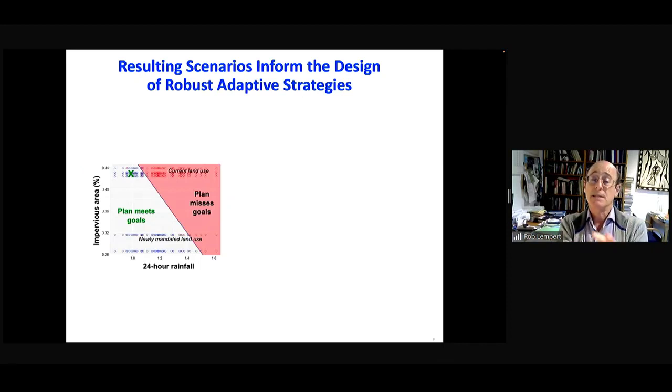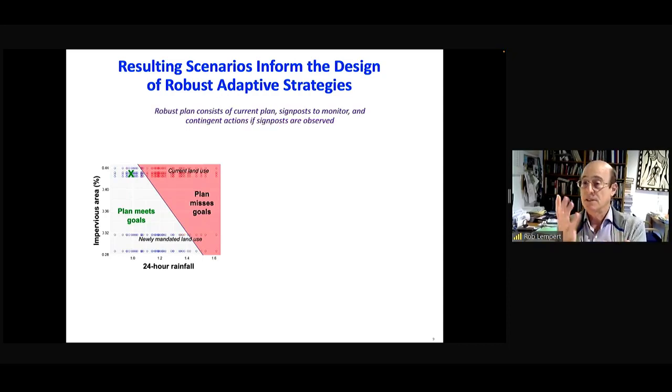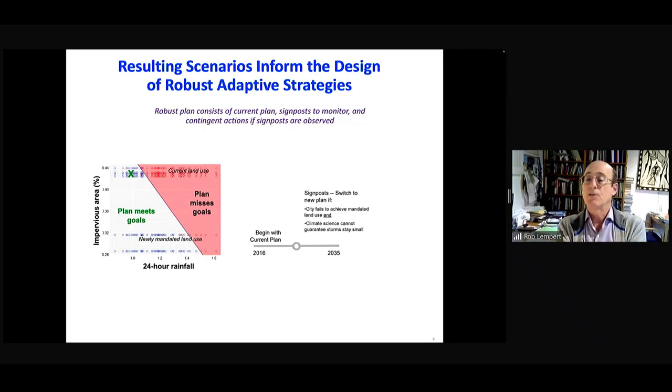You can now take this information and turn it into an adaptive plan, one that's designed to monitor and respond and be robust to these uncertainties. So this plan consists of current actions, signposts to monitor, and contingent actions if signposts are observed. And so you get something like this. You begin with the current plan, looking out 20 years in the future. You monitor the land use, the building permits, remote sensing, that sort of thing. And you monitor the climate science to see what it says about the extreme events.